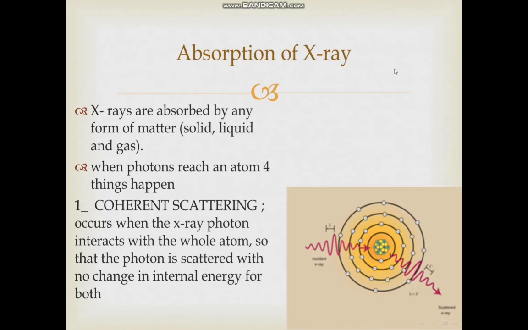Absorption of X-rays. X-rays are absorbed by any form of matter: solid, liquid, and gas. When photons reach an atom, four things can happen. First, coherent scattering occurs when the X-ray photon interacts with a whole atom so that the photon is scattered with no change in internal energy for both. In the picture we can see the photon enter the atom and go out of the atom with no change in its energy. The red line is the energy of the photon.